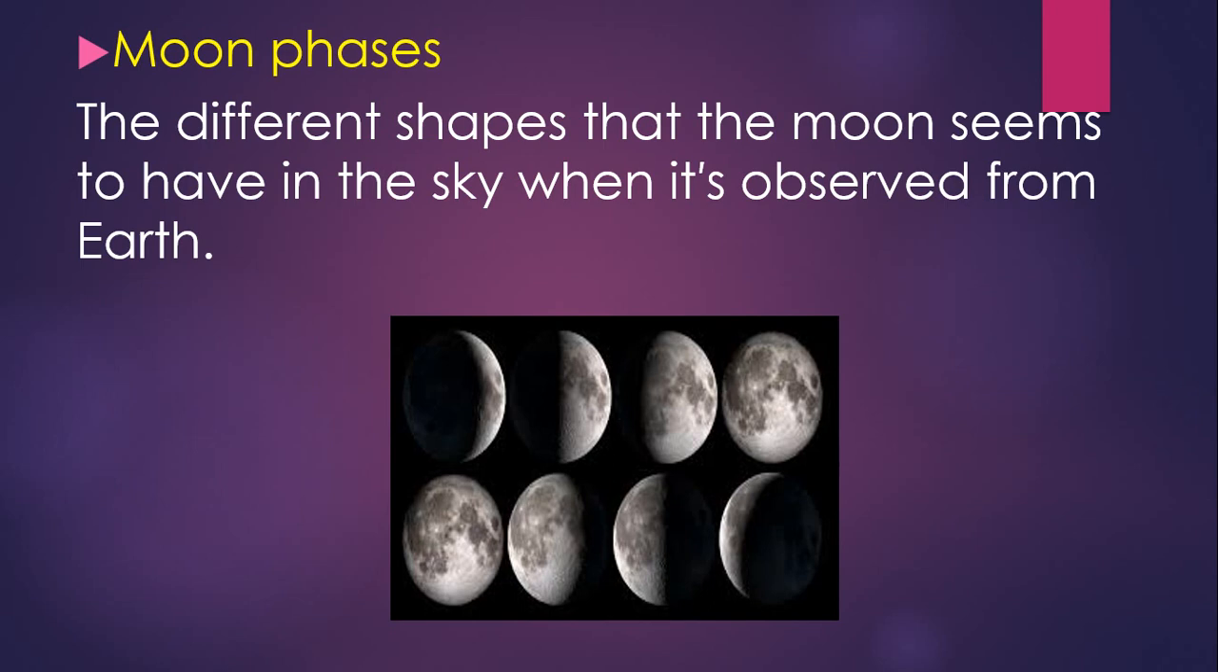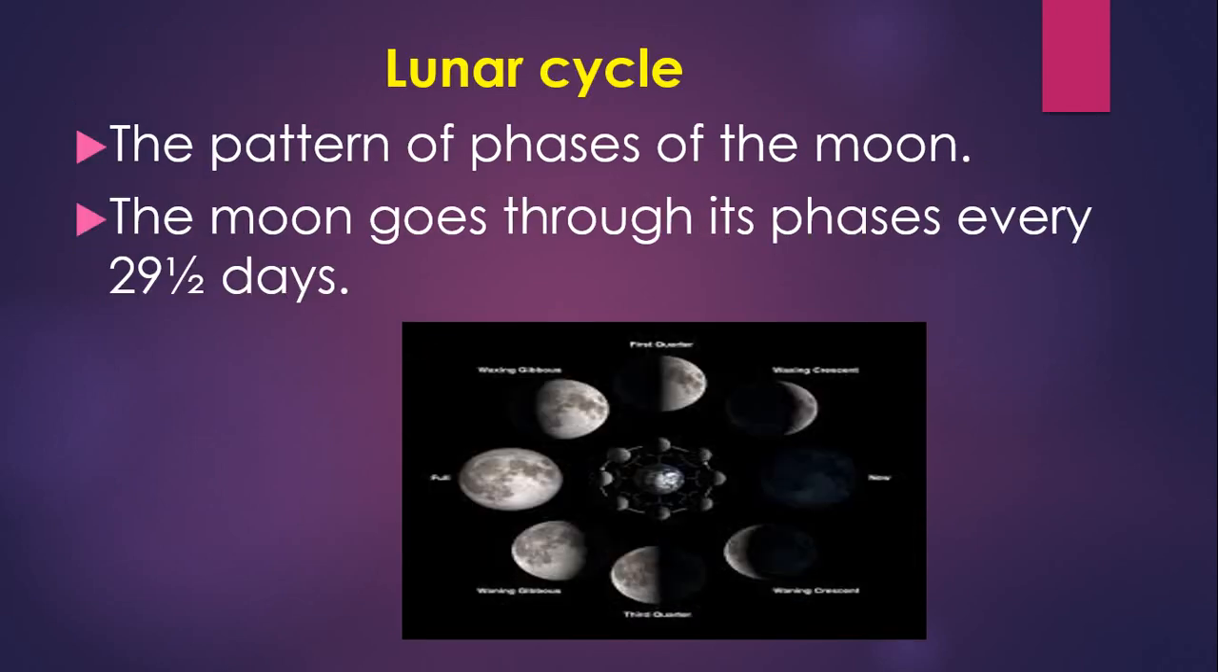These phases depend on how much of the sun rays light the side of the moon. And the moon changes its phases again and again in a cycle we call the lunar cycle. The lunar cycle is the pattern of phases of the moon, or how the phases of the moon change. Actually, the moon goes through its phases every 29.5 days.